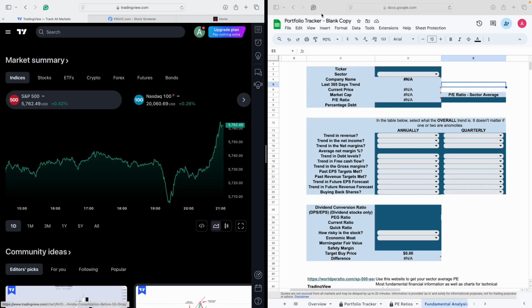I'm going to show you how to use the fundamental analysis template that I've made. So if you haven't already, please view the previous video. In that video, I talk through the definitions of most of the terms used in this. And in this video, I'm going to actually go through how to analyze stocks.